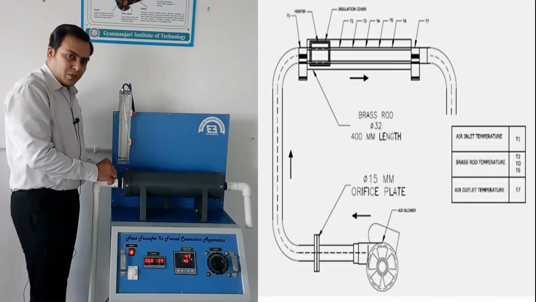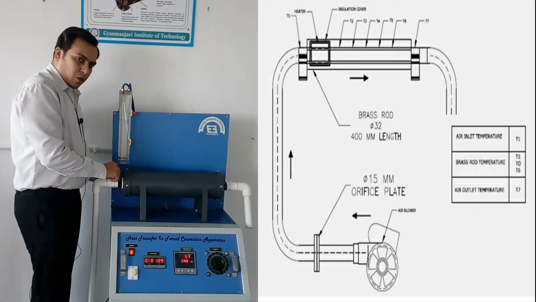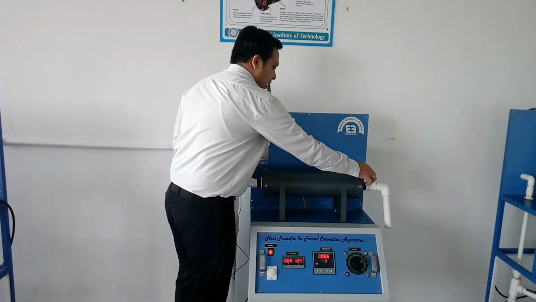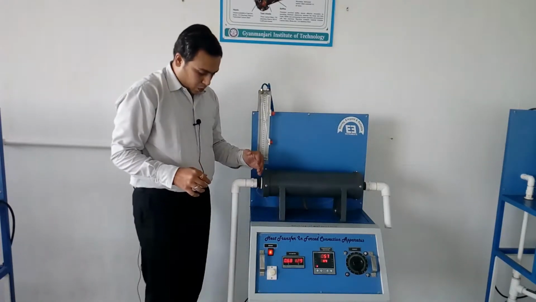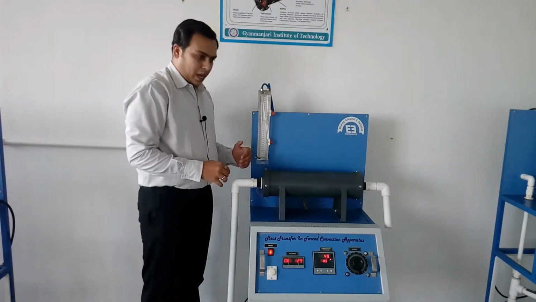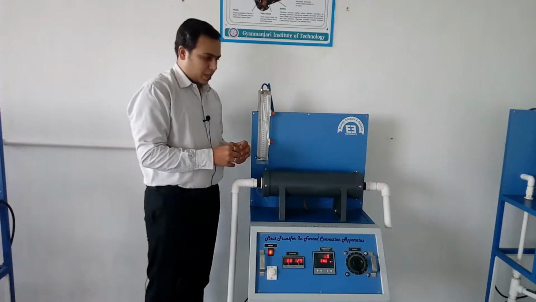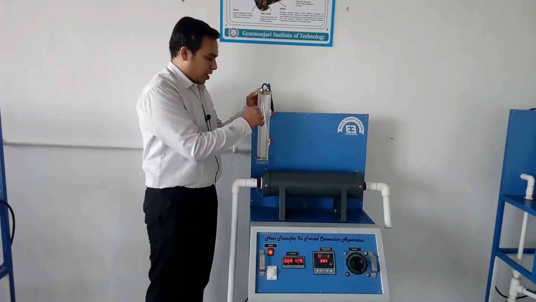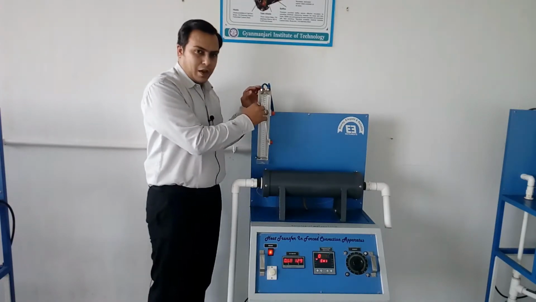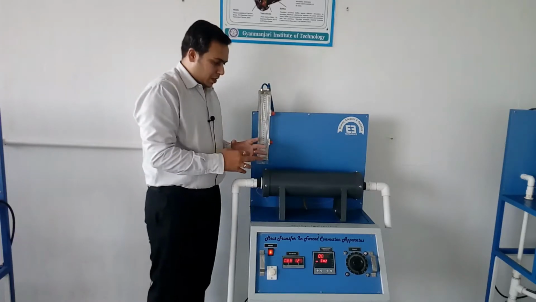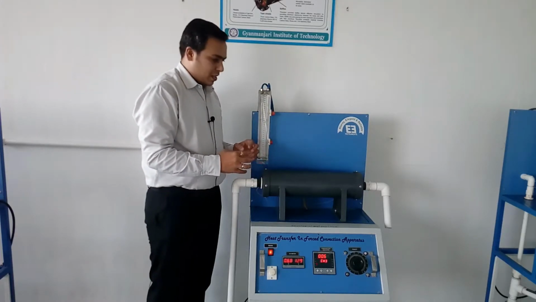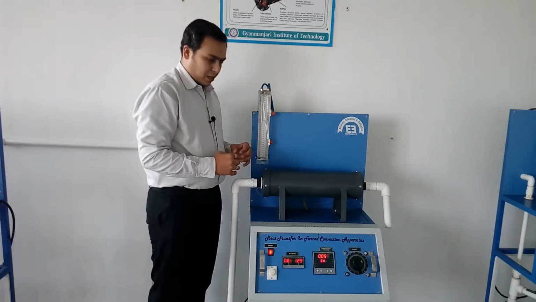To measure the temperature of air we have fitted one thermocouple over here, and another thermocouple is fitted over here to measure the outlet temperature of air. To measure the flow rate of air we have fitted one orifice meter, and across the orifice meter we are measuring the pressure difference using this manometer. So in this way the different instrumentation and the apparatus arrangement is given.